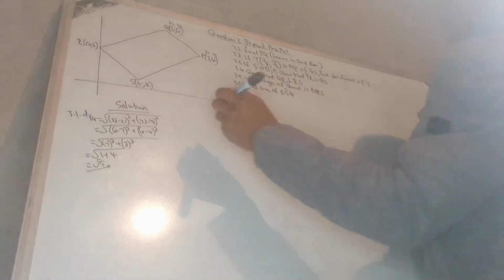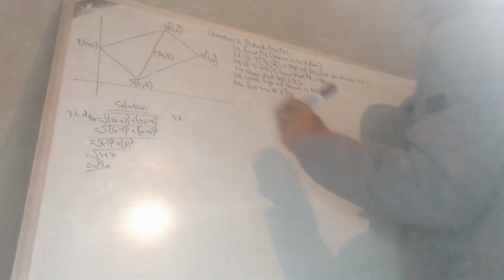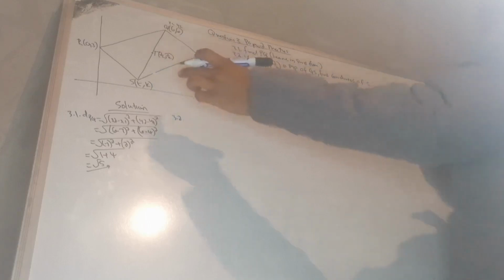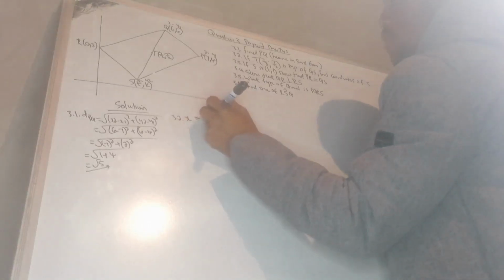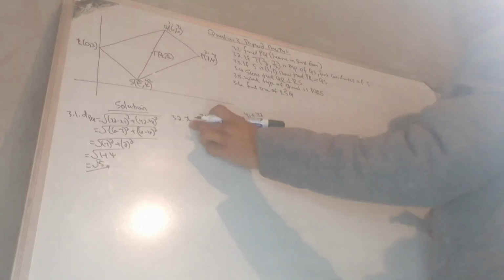Okay, and then we go to 3.2. If T with those coordinates is the midpoint of QS, find the coordinates of S. T is the midpoint of Q and S. So we have a problem: the coordinates of T are (7, 5), which is the midpoint. For the midpoint, x equals x1 plus x2 divided by 2, and y equals y1 plus y2 divided by 2.